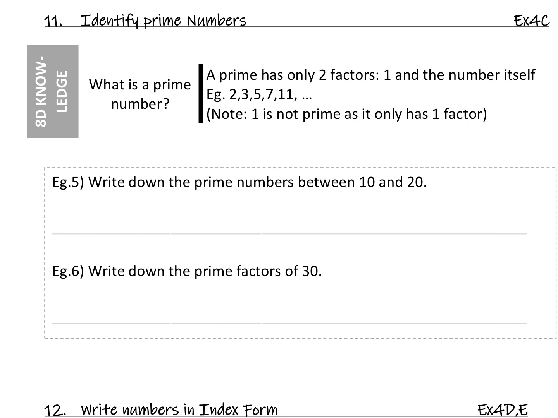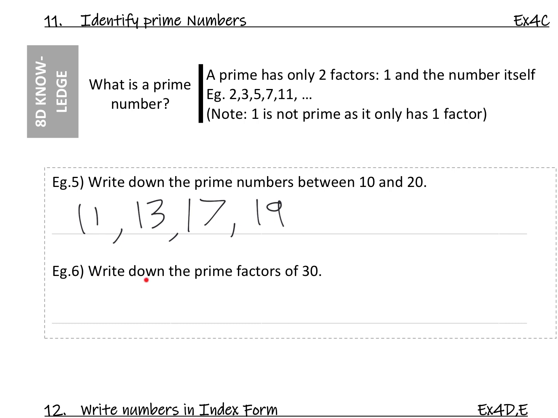Example 5, write down the prime numbers between 10 and 20. So the first one's already on that list. 11 can only be divided by 11 and 1. 12 doesn't work. It's got factors, plenty of them, 2, 3, 4 and so on. 13 is prime. 14 can be divided by 7 and 2. 15 can be divided by 3 and 5. 16 can be divided by 8 and 2. Any even number we can really just scrap apart from 2 itself. And we get 17, no numbers going into 17 apart from 17 and 1. And finally 19.